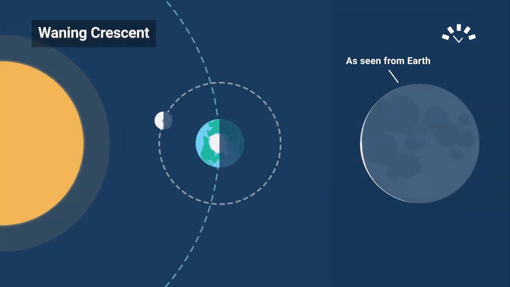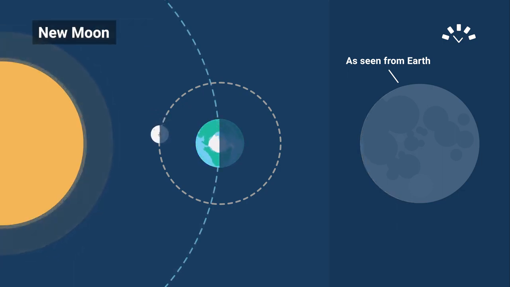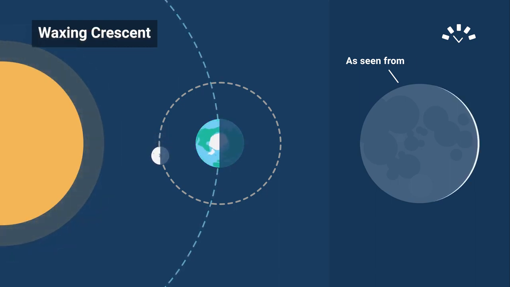As the moon passes between the Earth and the sun, we're back at new moon again. It's been just over 4 weeks since the last new moon, and the lunar cycle begins again.